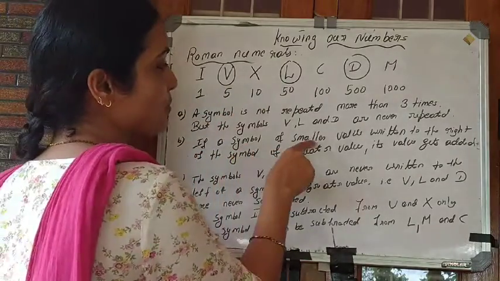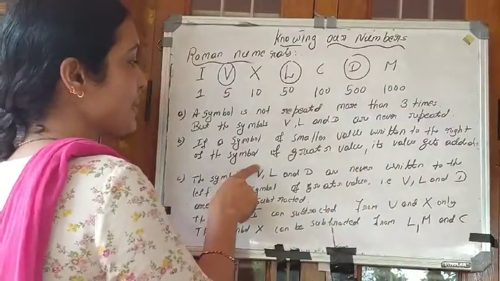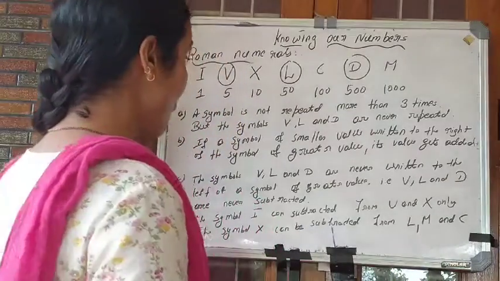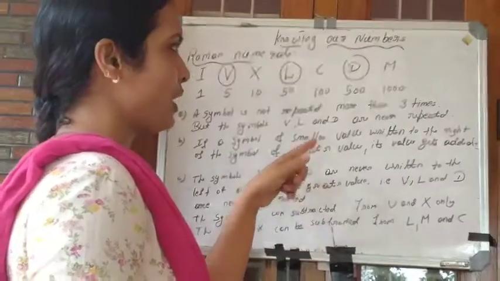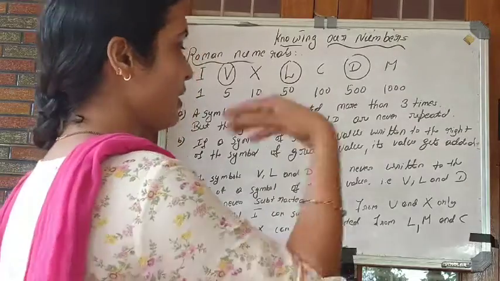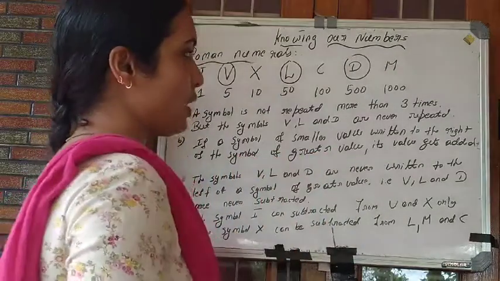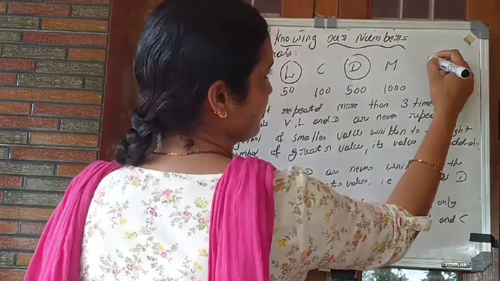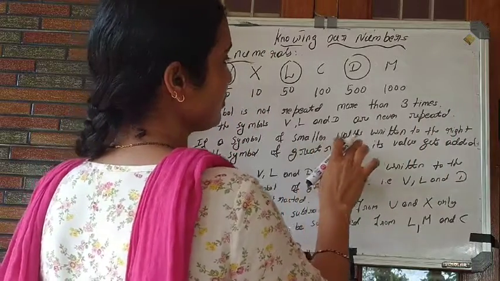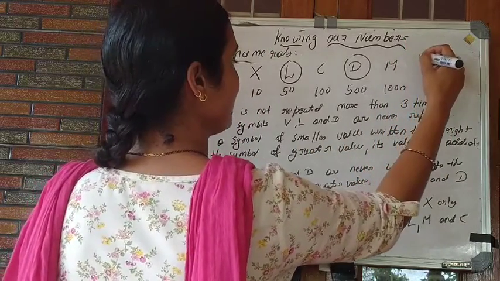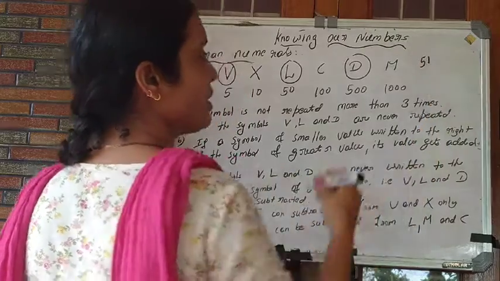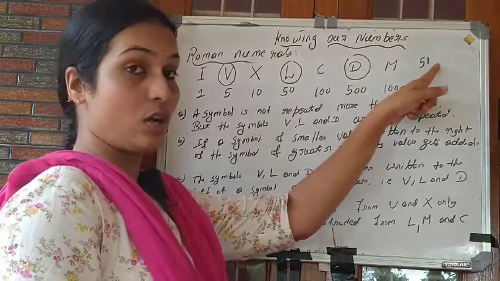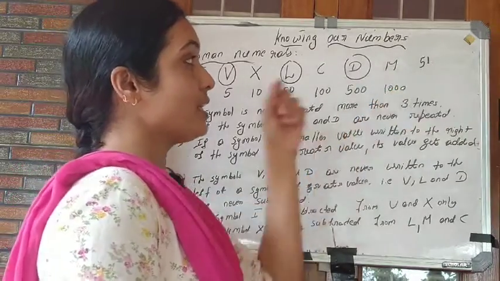Next, if a symbol of smaller value is written to the right of a symbol of greater value, its value gets added. If you write any smaller value to the right of the symbol of greater value, for example 51, this is the greater value and this is the smaller value, isn't it?